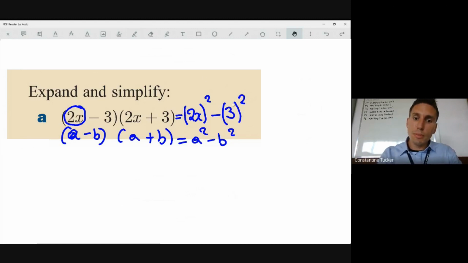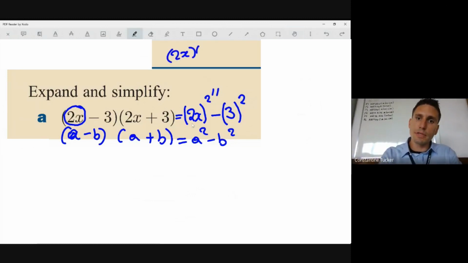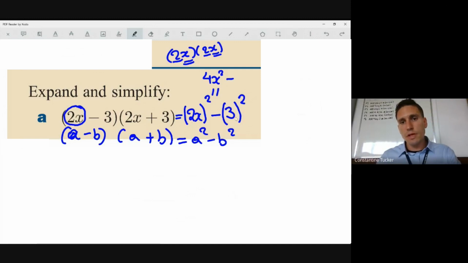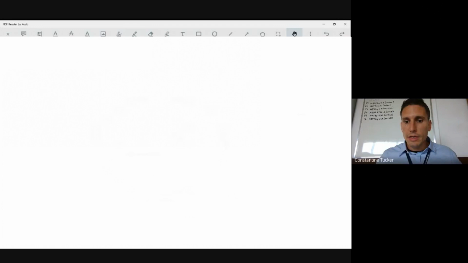Now, what is this going to be equal to? Well, let's see. 2x squared means 2x times 2x, which means 2 times 2 gives us 4, and x times x gives us x squared. So this becomes 4x squared minus, and then 3 squared is 9. So the final answer here will be 4x squared minus 9. Well, that is pretty much the idea with expanding using this difference of two squares.